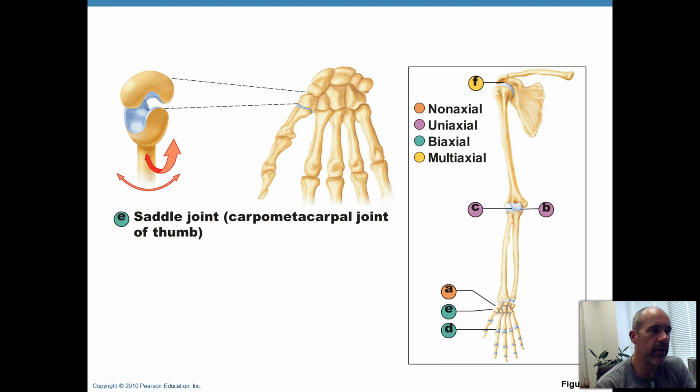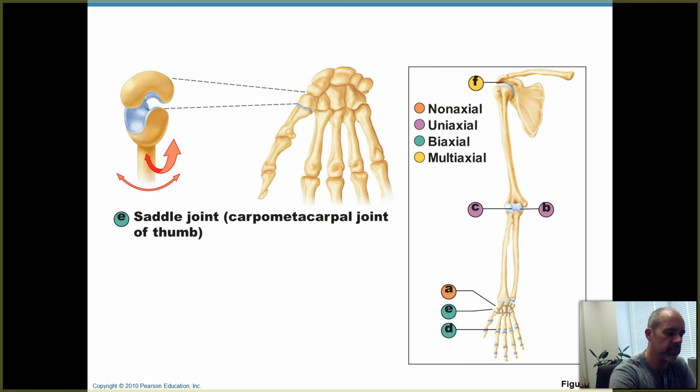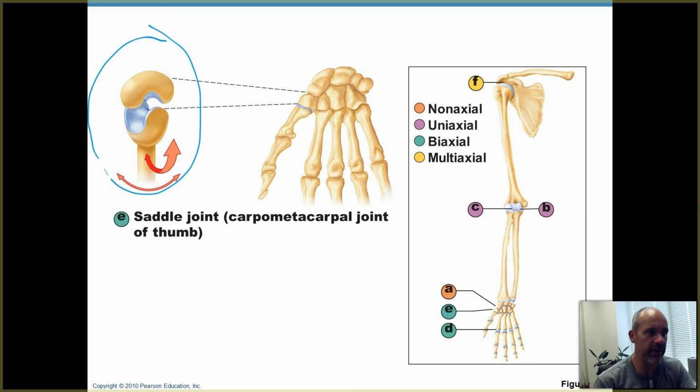All right, then your thumb. Where you have the joint between the metacarpal of the thumb and one of the carpal bones down here in the wrist, you've got a specially shaped joint that has a saddle-like appearance, like you see over here on the side. And this is called a saddle joint. This is similar to a condyloid joint.